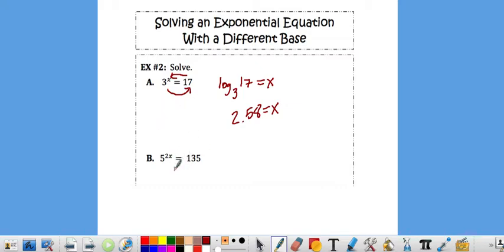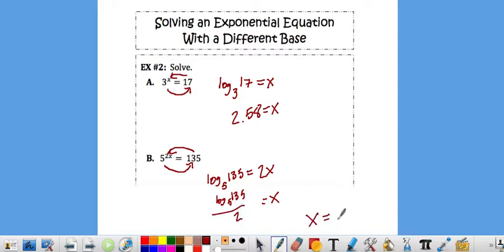Let's try that with this one too. You have 5 to the power of 2x equals 135. Our base is always our base, so we're going to do log base 5 of 135 equals 2x. And now I'm going to evaluate this. Well, I'll divide by 2. So x is equal to log base 5 of 135 over 2. And then we're going to get a number. So I'll do that right now. Log base 5 of 135 divided by 2 is 1.52.